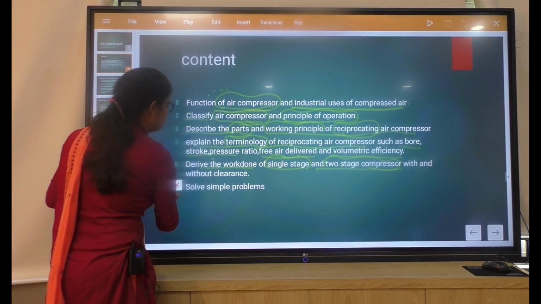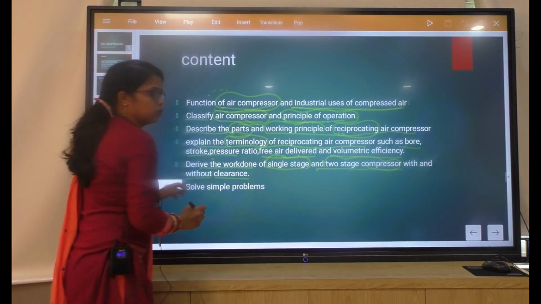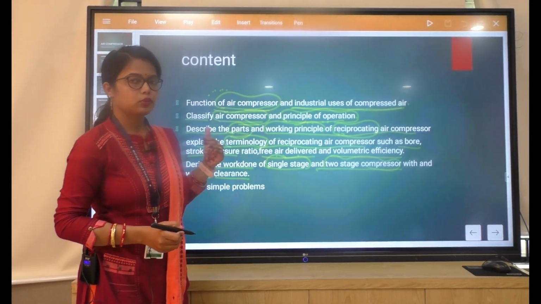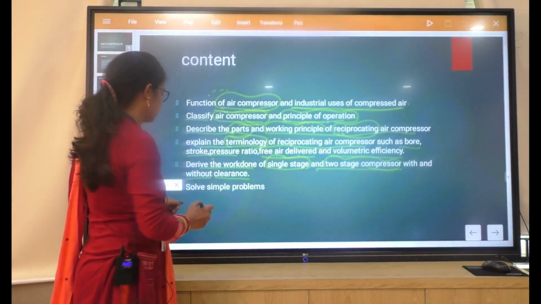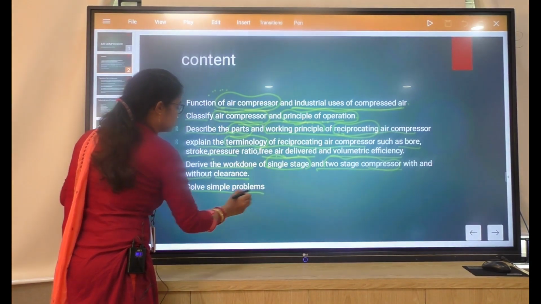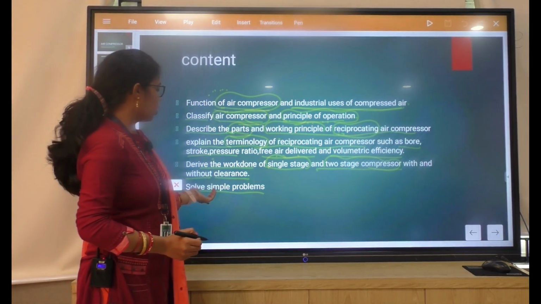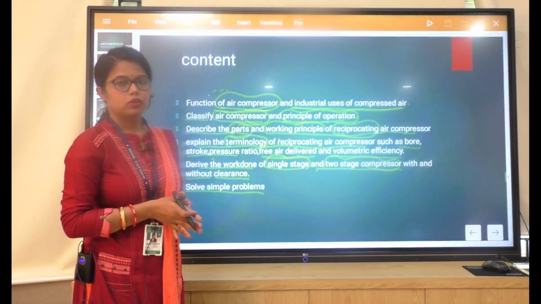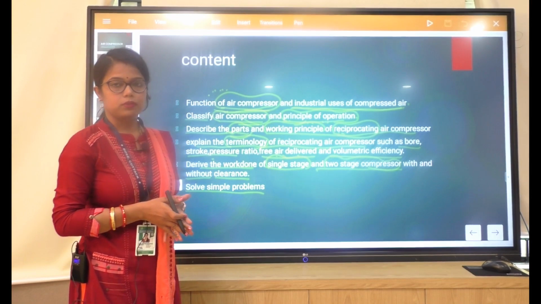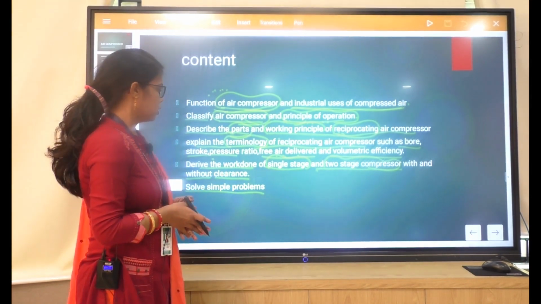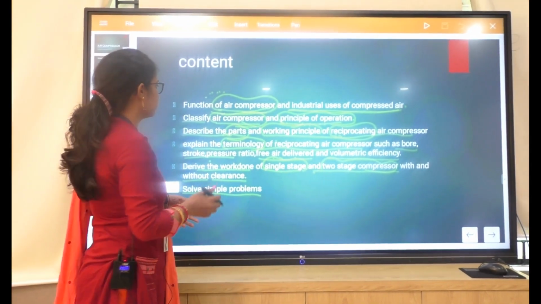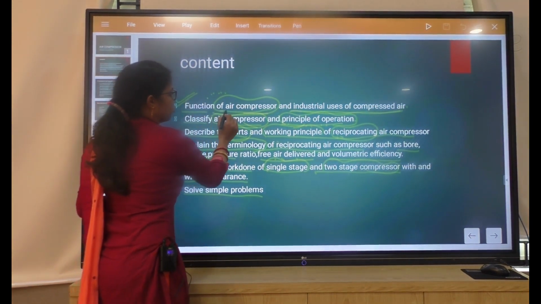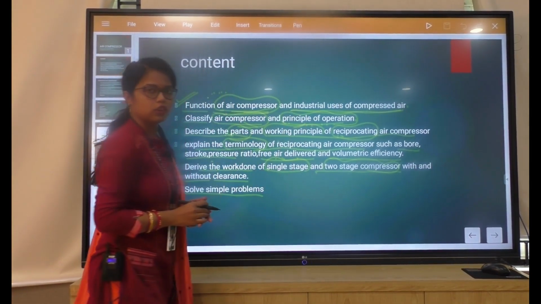Clearance is also a new word. I will tell you about the clearance volume, with clearance and without clearance, what happens with clearance and what happens without clearance. The next term, which is definitely important, is solving simple problems. I will teach you about solving simple or complicated problems regarding the air compressor. So, coming to the first content, first part: function of air compressor and industrial uses of compressed air.